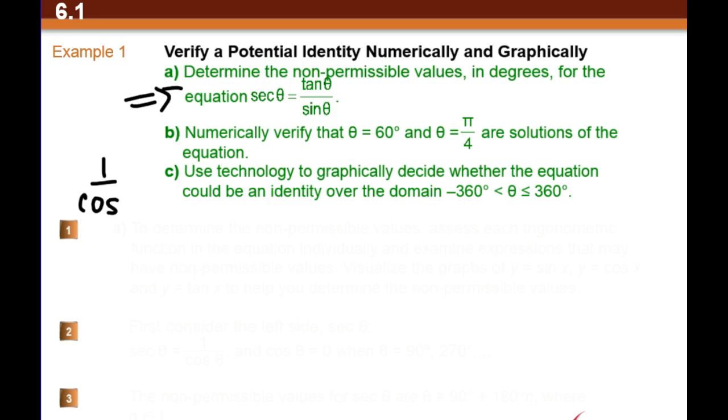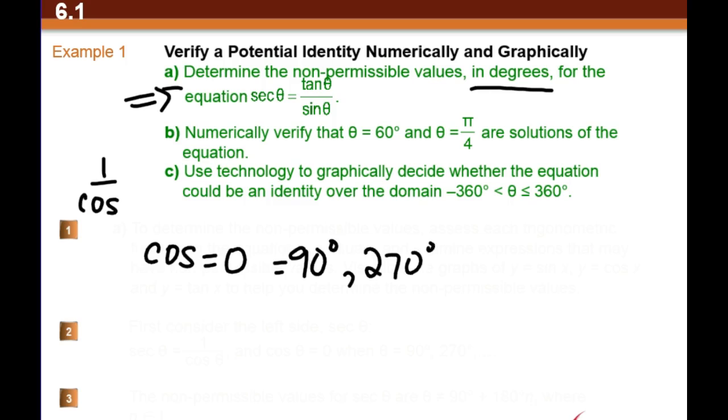Cos is 0 at, what's that? Pi over 2, and since we're talking in degrees this time, we'll talk in degrees: 90. So cos is equal to 0 at 90 degrees and 270. Okay, so this is the start of where we're going to look at our restrictions. We'll also look at the tan piece, and we'll look at the sine piece. So tan we know was undefined because we drew those before, right?